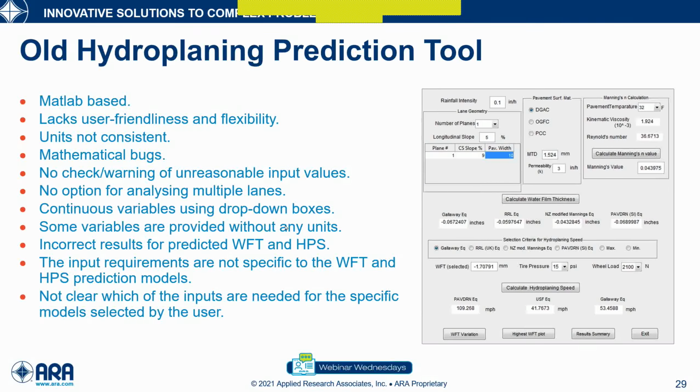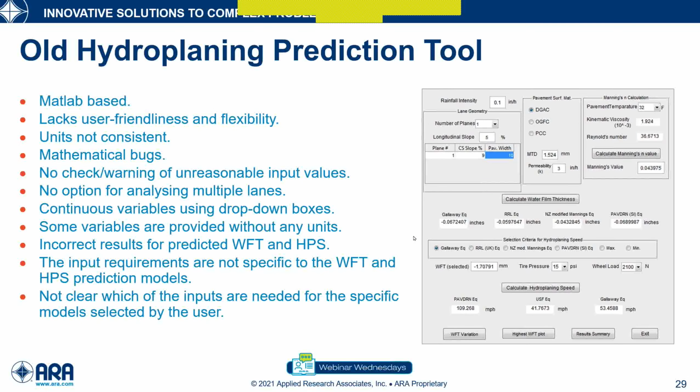The units were not consistent, so you can see here the MTD is in millimeters, the variability is in inches, and you have the water film thickness in inches, but once again in millimeters. So the units were not consistent. There were some mathematical bugs on some of those models. There was no check or warning for unreasonable input values. So you could, for example, input a rainfall intensity of -1, which makes no sense, or you could end up with a negative water film thickness, which also doesn't make sense.